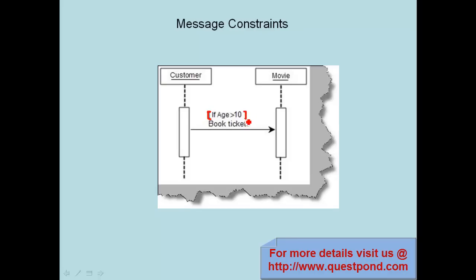For example, the customer object should call the movie object only if the person's age is greater than 10. So he will only execute the book tickets interaction if the age is greater than 10. So these are the kinds of messages where you would like to put in conditions. That's shown by a rectangle and your if condition.